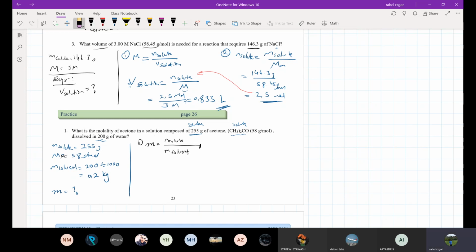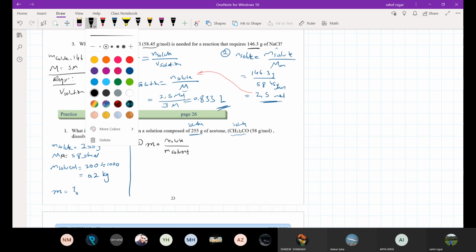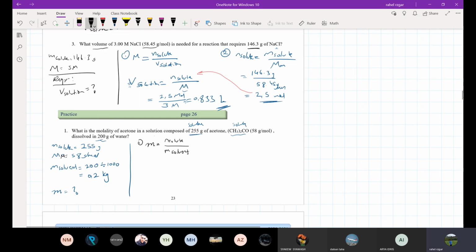Mole of solute over mass of solvent. Well, mass of solvent is given. Check. This is the mass of solvent, 0.2 kilograms. But we need mole. I told you that you always need to find mole in these types of questions.